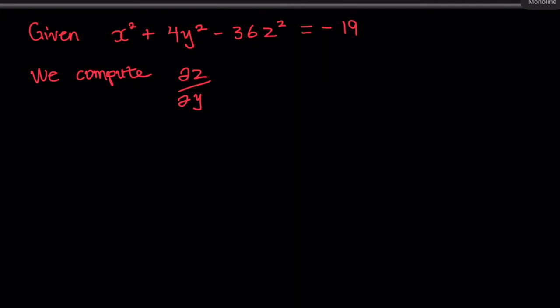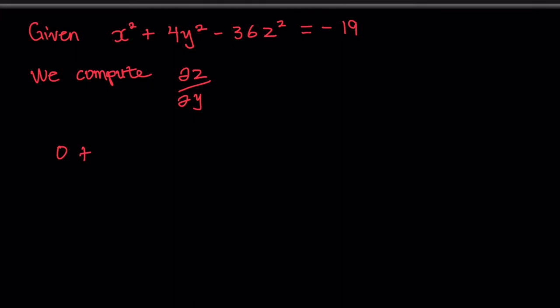We now compute del z del y. So in this case, our focus should be on the z and the y variables, and in this case x will be treated as a constant. So differentiating x squared with respect to y is going to give us 0 since x is now a constant.